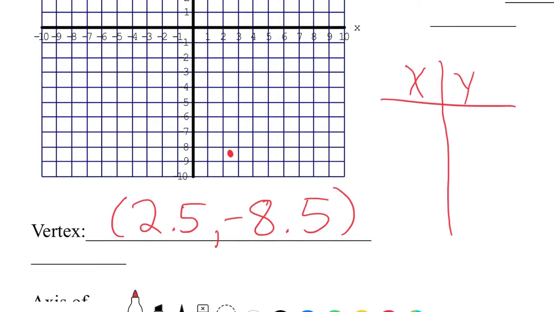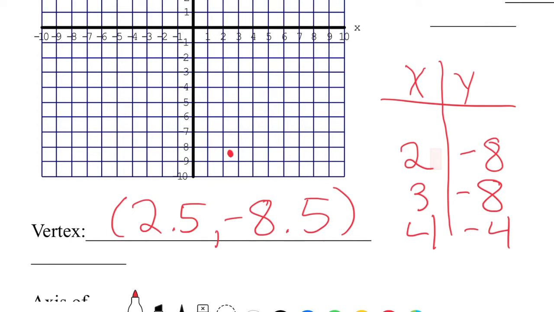And around this point we have 2, negative 8, 3, negative 8, 4, negative 4, and above that 2, negative 8 we have 1, negative 4. So here are some possible points you can use, remembering that you have to at least have 3 points on your graph for Tuesday. So I'm going to plot all 4 of these.